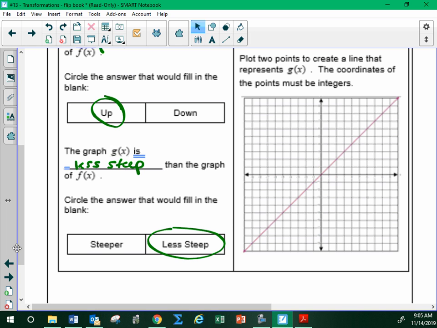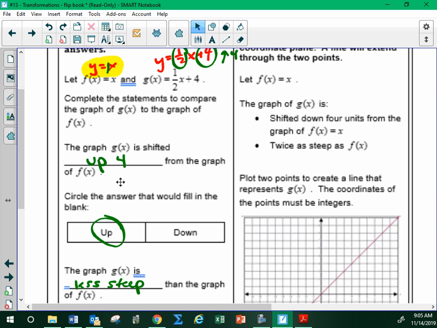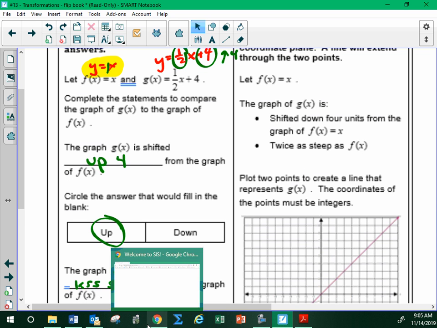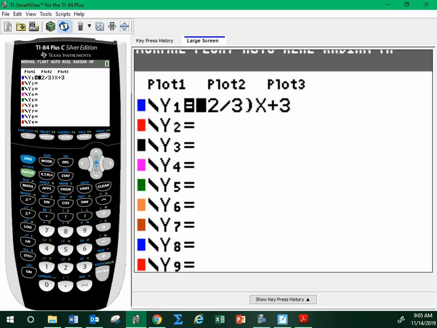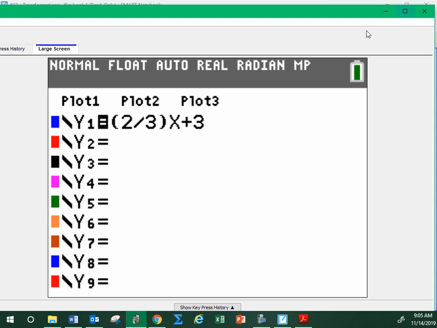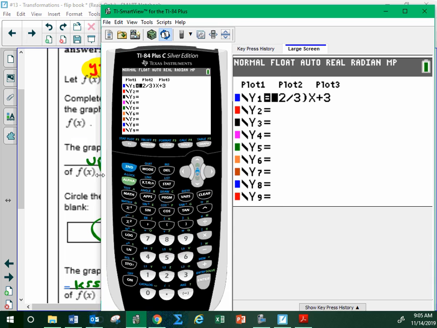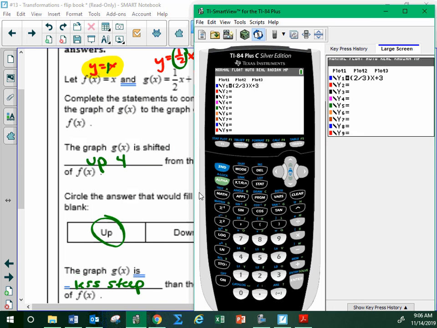Now go ahead and get out your calculators. Let's just refresh your memory of how to graph this on the calculator. Because you can always graph it too, just to double check that it did indeed go up 4 and that it is less steep. So the nice thing with the graphing calculator is that you can actually graph more than one graph at the same time.